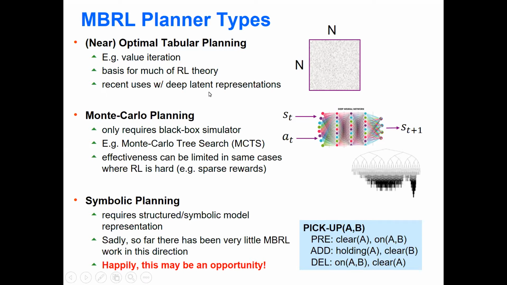We saw this. I'll show you some examples. Monte Carlo planning. This is Monte Carlo tree search. So if you only have a simulation-based model, for example a neural network, you can use it to produce trees and use some sort of tree search algorithm to make action choices. Symbolic planning. Sadly, there's been very little of this in model-based RL, but happily for you, this could be an opportunity.